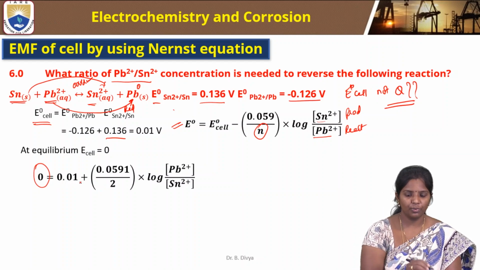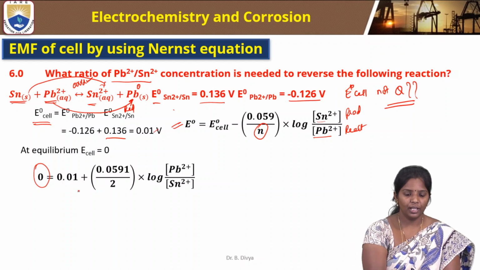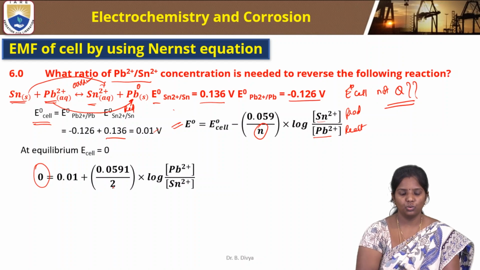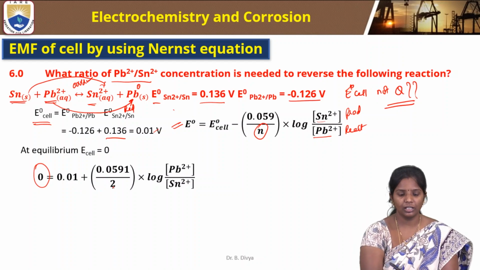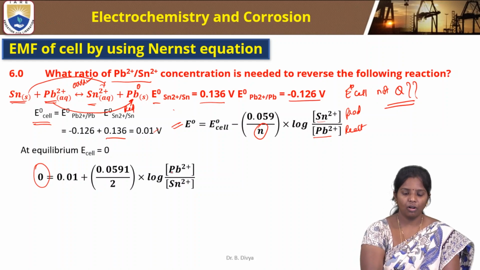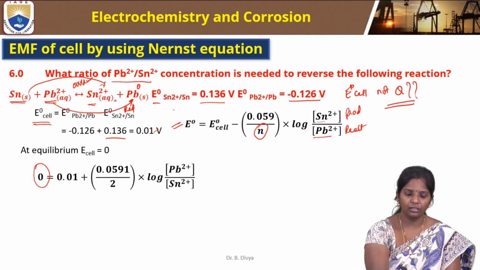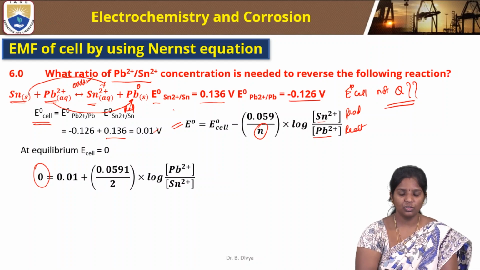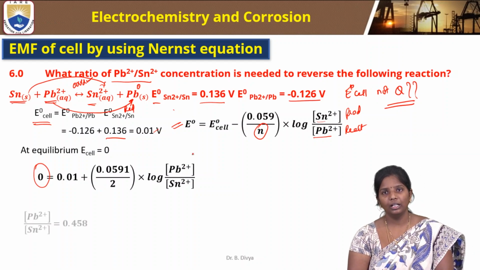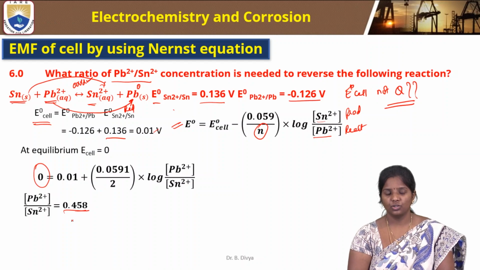So E naught cell is 0.01, which was calculated here. 0.01 is substituted, plus 0.0591 by 2, where 2 is the number of electrons involved in the oxidation, into log of lead ions by tin ions. Why are we taking this? Because the reaction has to go back. So that is why we are taking lead ions by tin ions, and the concentration ratio is 0.458. So this is the concept.